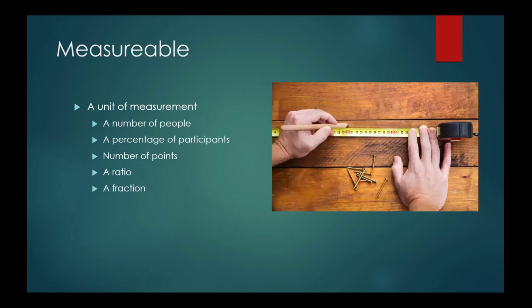The next part of measurable is having a unit of measurement. Sometimes this is a number of people, a percentage of the participants, a number of points, a ratio, or a fraction. It just depends on how you're framing things within the objective, but you have to have a unit of measurement, and this is the standard you'll be using in your evaluations.